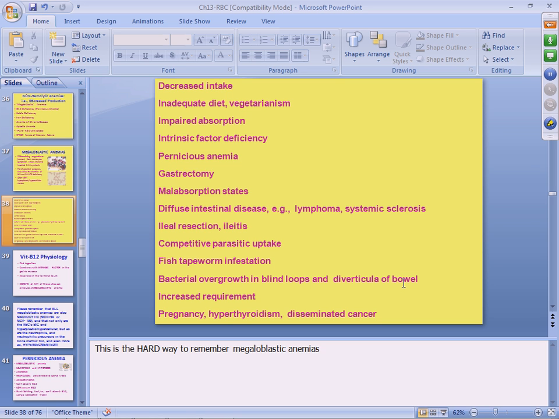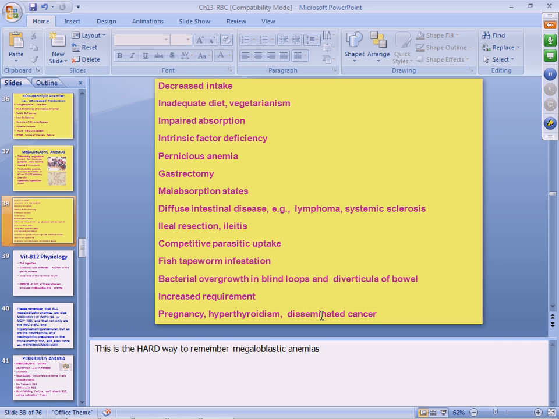Let's just say that everything is going fine, but you just need more of the vitamin. Well, one reason why women need a lot more vitamins than men is because they get pregnant. So they need an increased amount of, let's say, B12 or folate, especially folate. Other things, which I can't explain very well as I explain pregnancy, are hyperthyroidism and disseminated cancer. So isn't that a lot better than just memorizing the list?